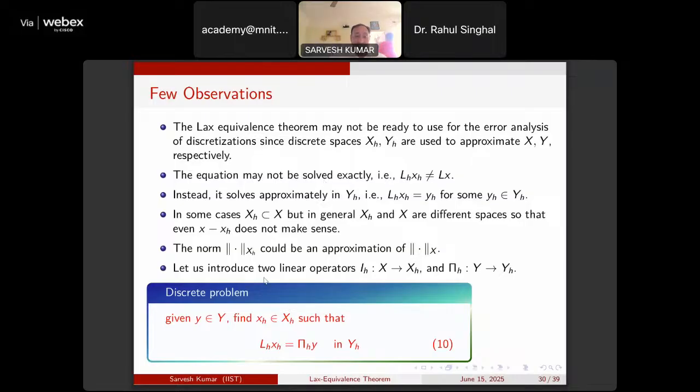Sorry. Earlier we have LH. Now we have PIH also as an operator. Now everything we have to do with the two operators: consistency, stability, and it should come with the two operators.